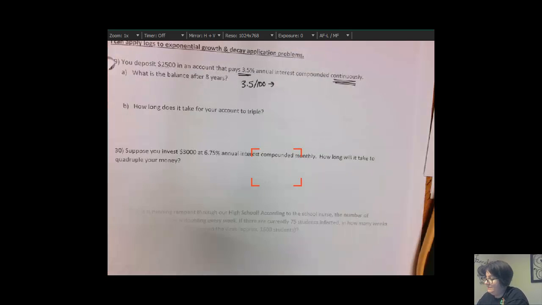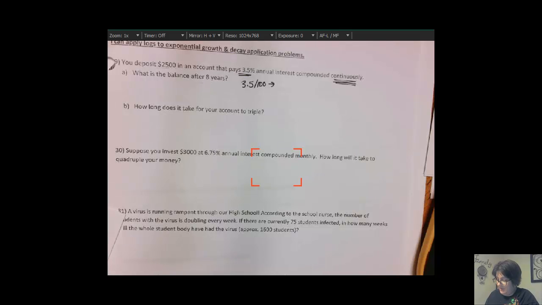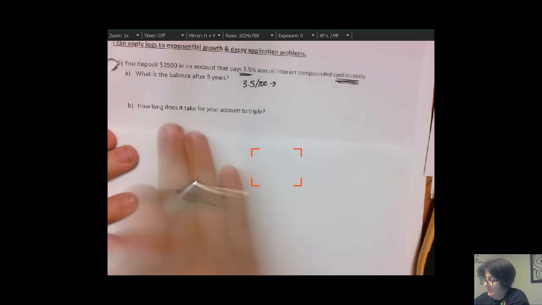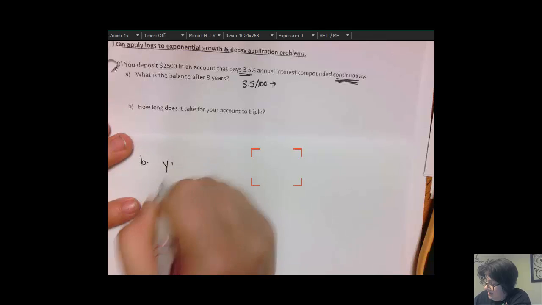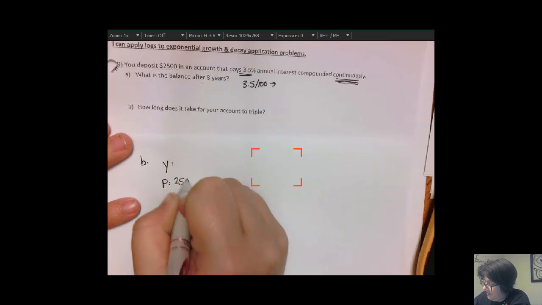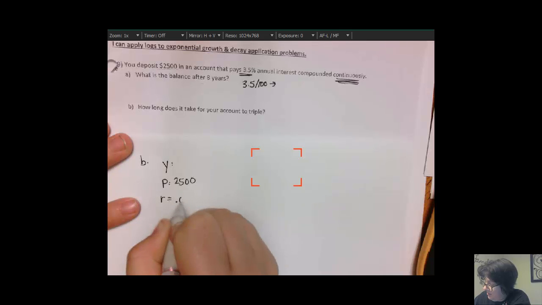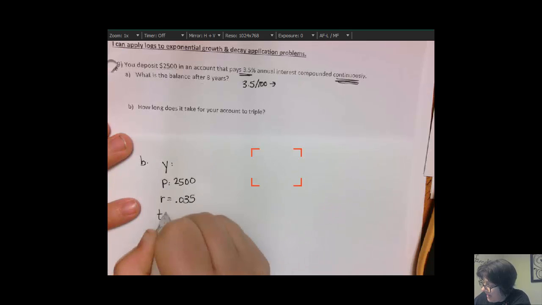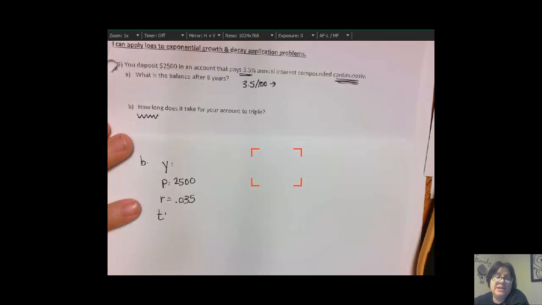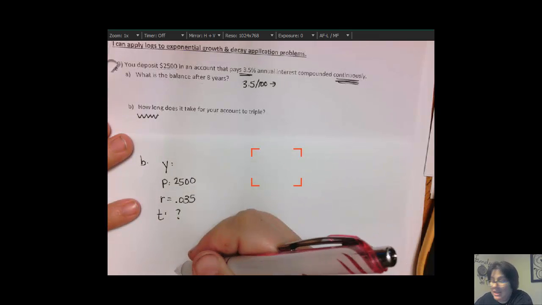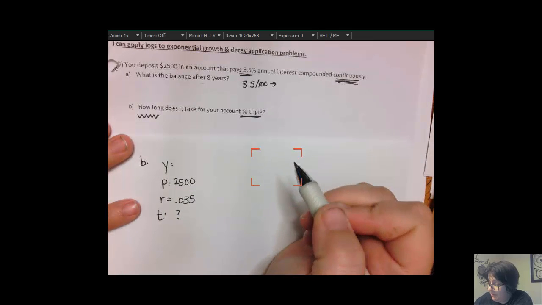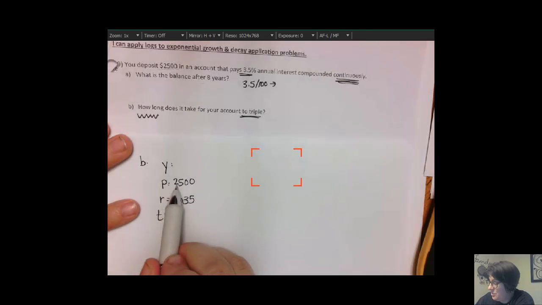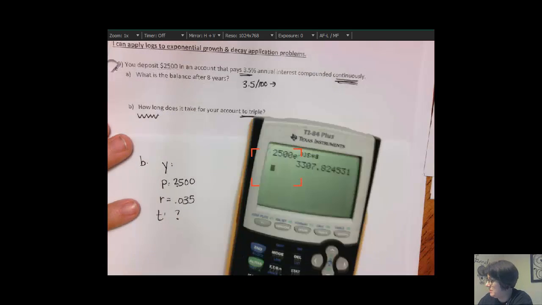Part B is going to ask you how long does it take your account to triple. Same stipulations there, so still PERT. You're going to keep your 2,500 starting amount and your rate at 0.035. The question asks how long, so that's your evidence for what you're solving for: solve for t. Everything else should be filled in. So somehow we must get this ending amount. It says you want your money to triple, which means 2,500 gets tripled. So you've got 3 of them.